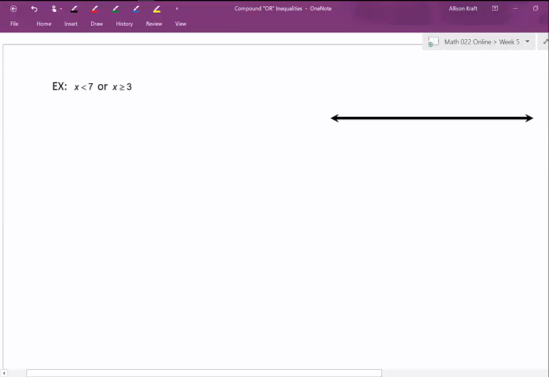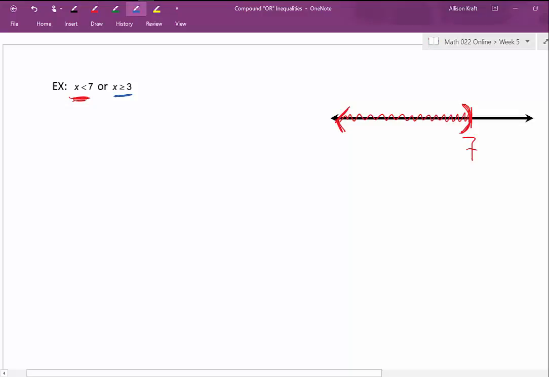In this last example, again, I've already solved the inequalities for us. We'll start by graphing them on the number line. X is strictly less than 7. I find 7 on the number line. X is less than that, so I'm shading to the left. It's a strict inequality, therefore we write a parenthesis at 7.